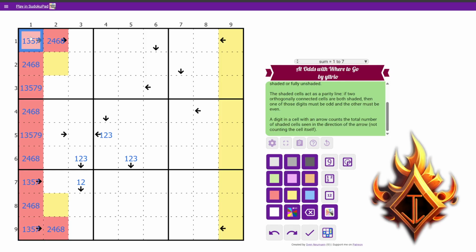We know that this one is going to be 1 higher than this one because they're both arrows. So this cannot be 1, or else that would be 0. And this cannot be 8 because that one cannot be 9. So this is 2, 4, 6. That is 3, 5, 7. This is 4, 6, or 8.